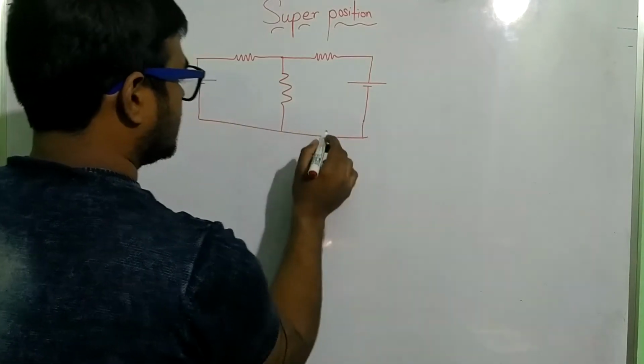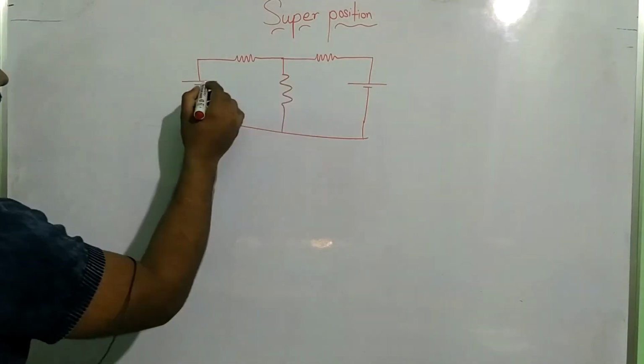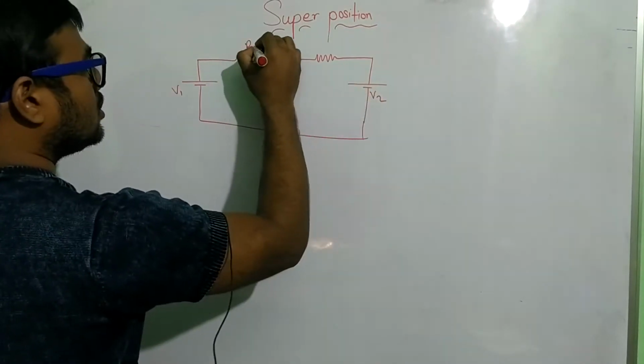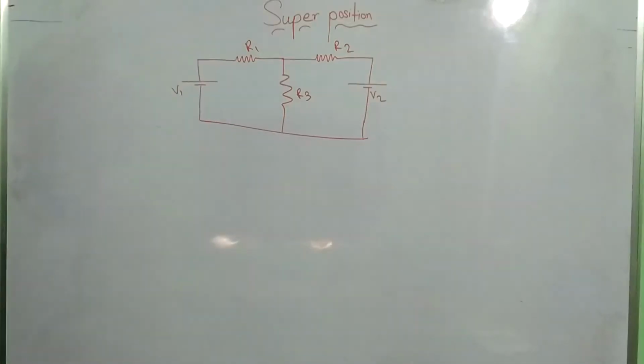I'm always taking this type of problem. Okay, same problem. Then you understand which theorem is easier and which theorem is tough. So at first, this is V1, this is V2, R1, R2, R3. So how to solve this type of problem through superposition?